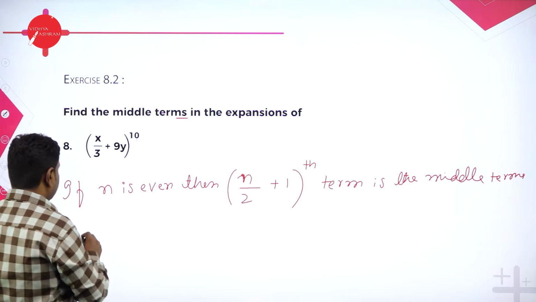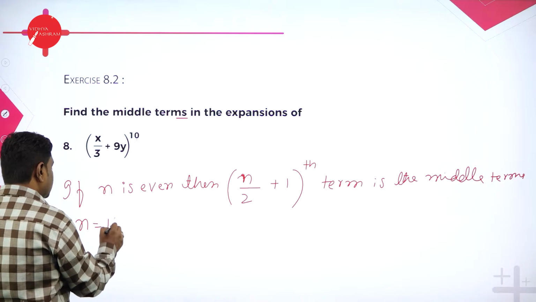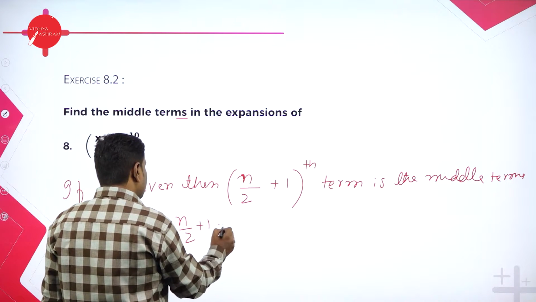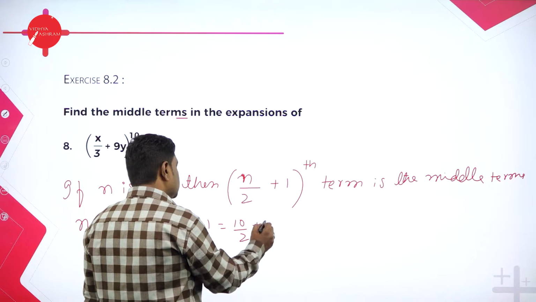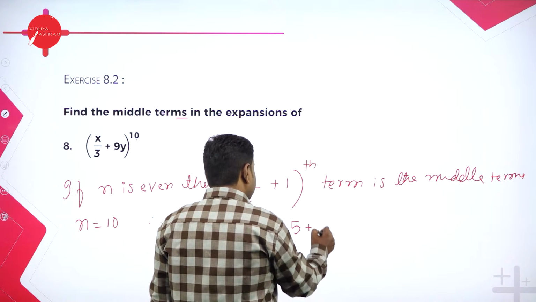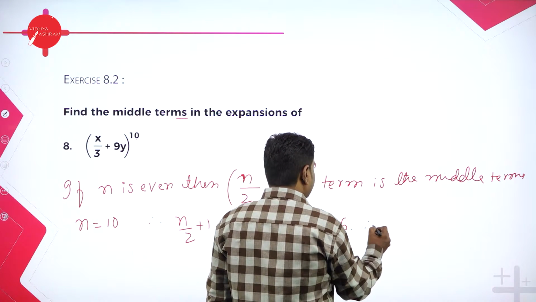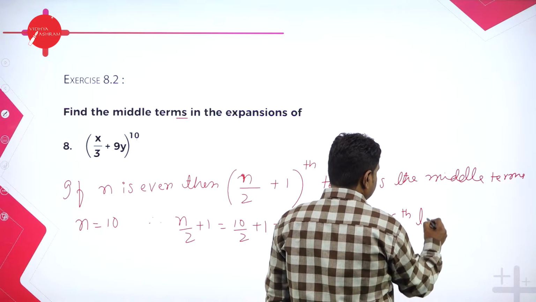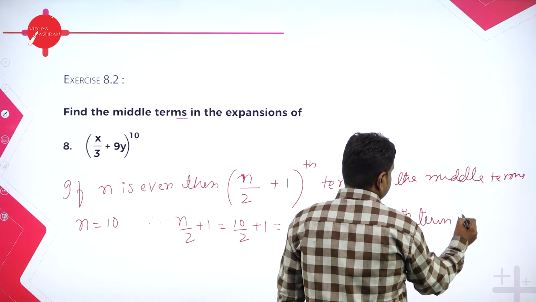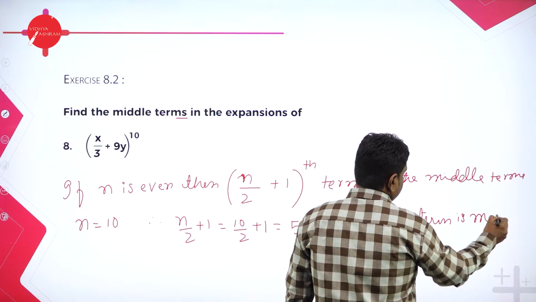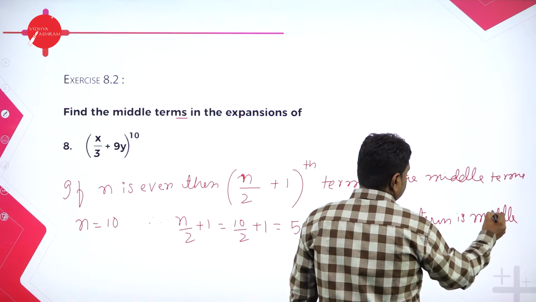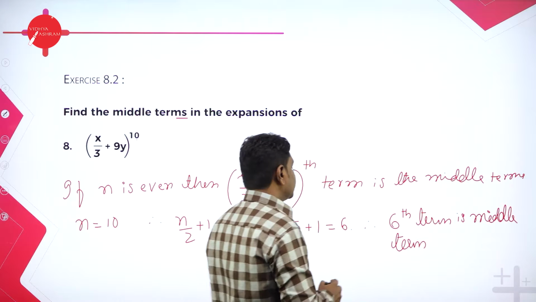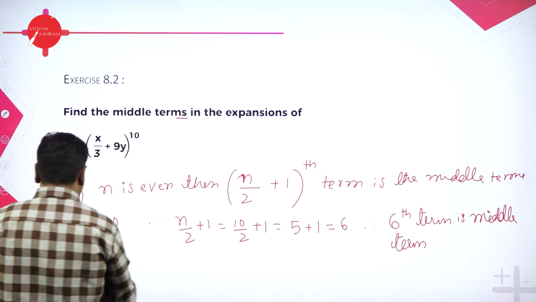So now this is even. n is 10 here, even number. Therefore, n by 2 plus 1. n by 2 plus 1 means what? 10 by 2 plus 1. That is 5 plus 1. That is 6. So therefore, 6th term is the middle term. So you need to find T6. You need to find what? T6.